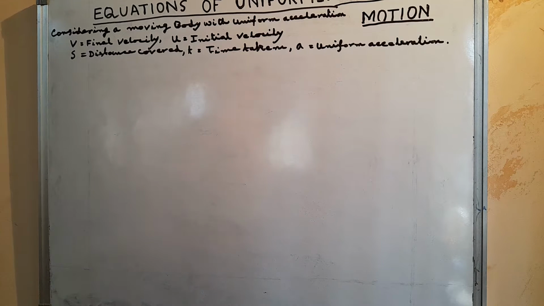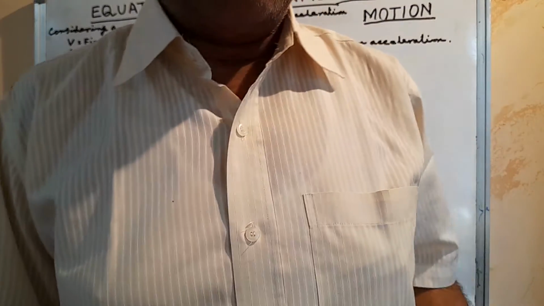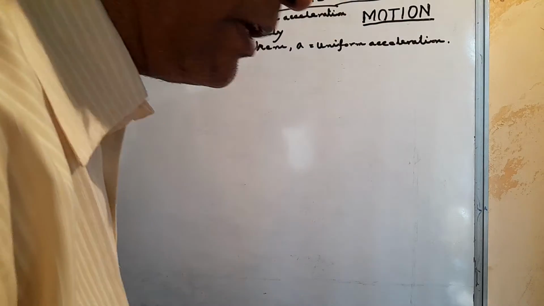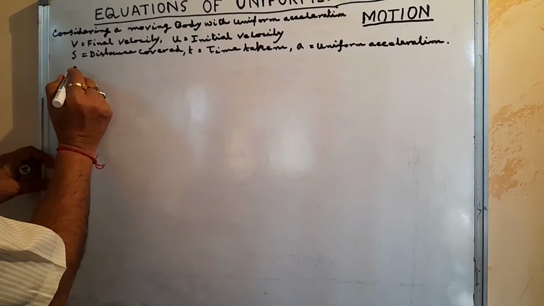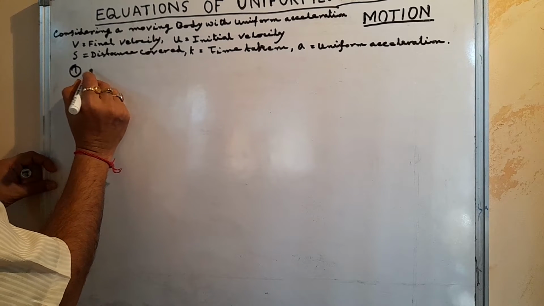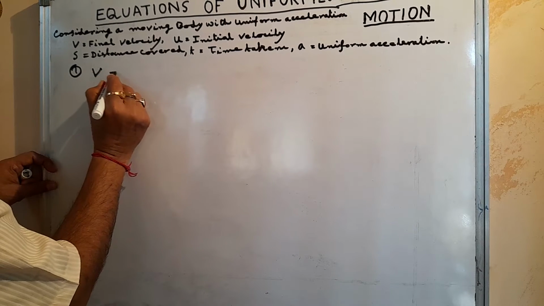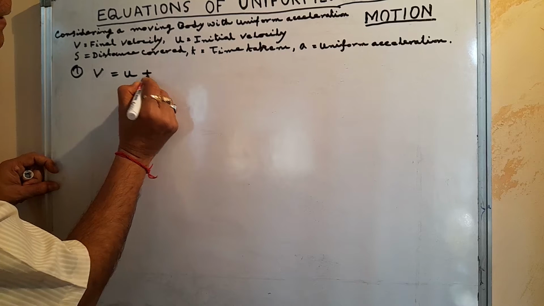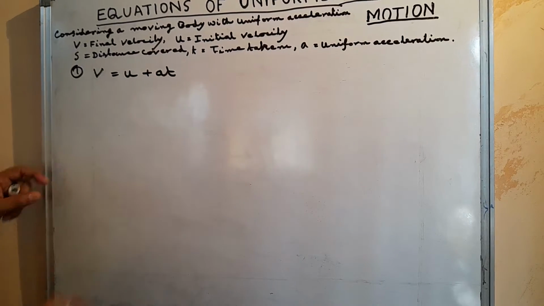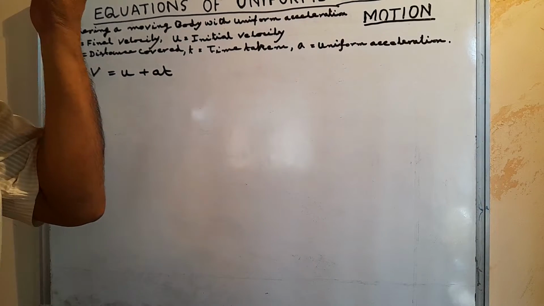Derivation of the first equation of motion. We know the first equation of motion is v equal to u plus at. Now, how will we derive this?